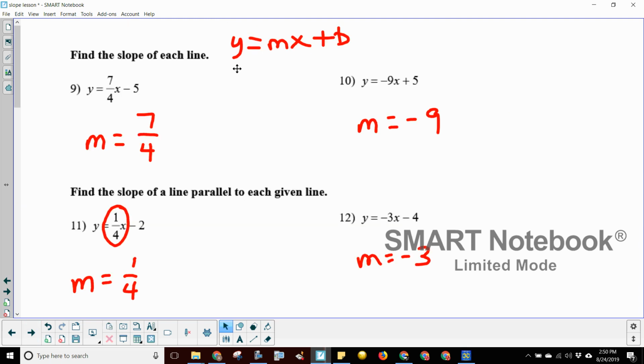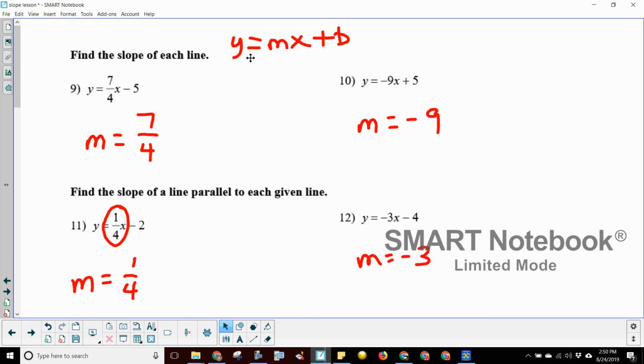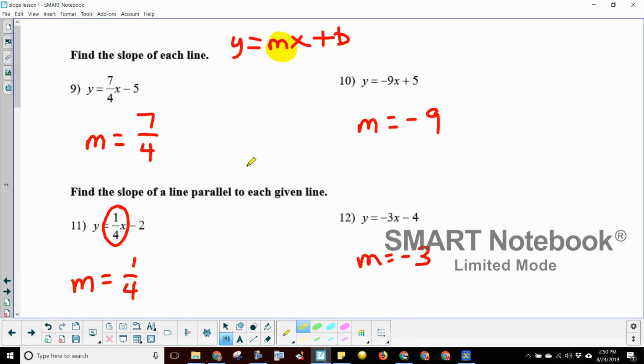Now on these, it says find the slope of each line, and we talked about y equals mx plus b. If you go back to our formula, slope is m, so if it's in y equals mx plus b, what's sitting in the m spot? Let's do this. What's sitting right there? Well, in this case, it's 7 over 4. In this case, it's -9. Those are easy.